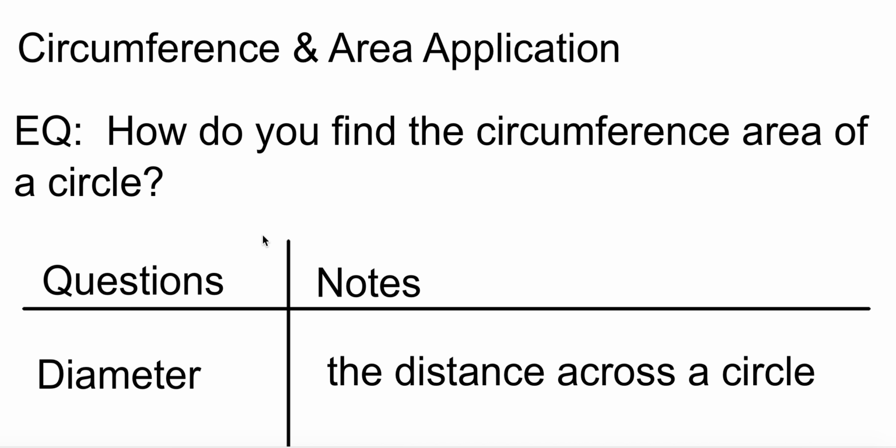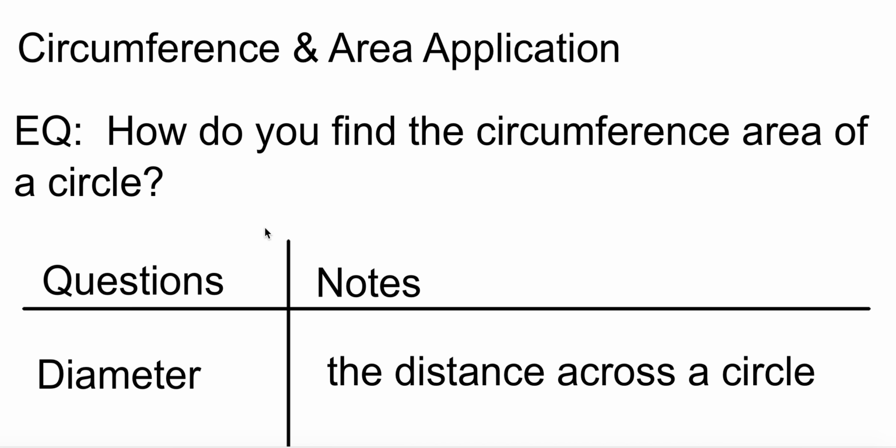Today, our essential question is, how do you find the circumference and area of a circle? We will also be adding to that, how do I find the radius and diameter of a circle when the area is given? And we're also going to touch base a little bit on sectors of a circle. How do I determine the sector of a circle at the very end?